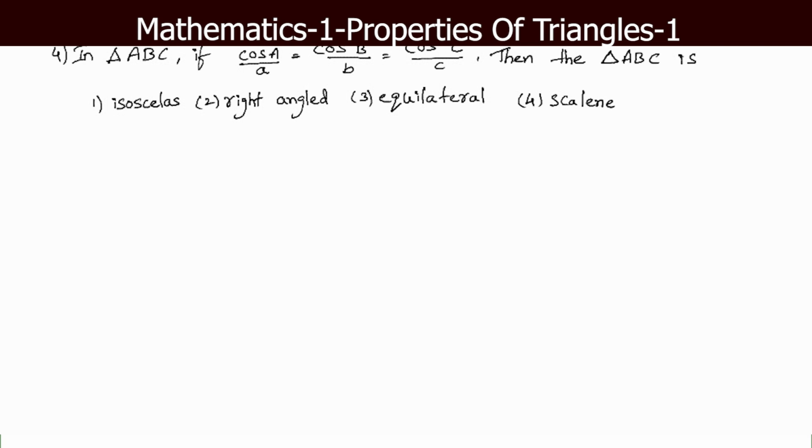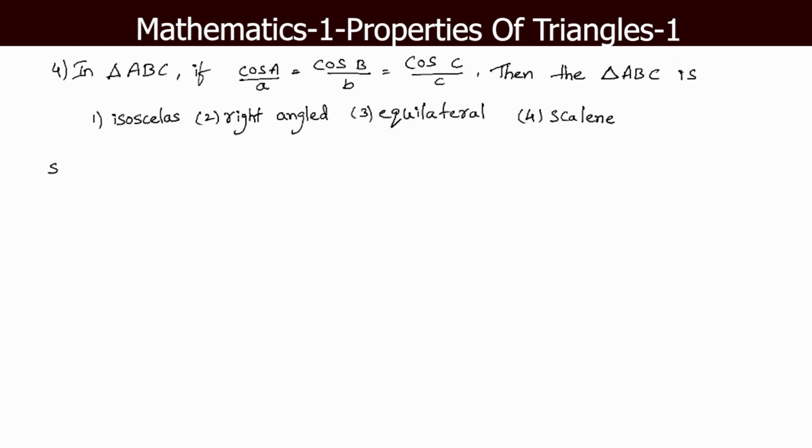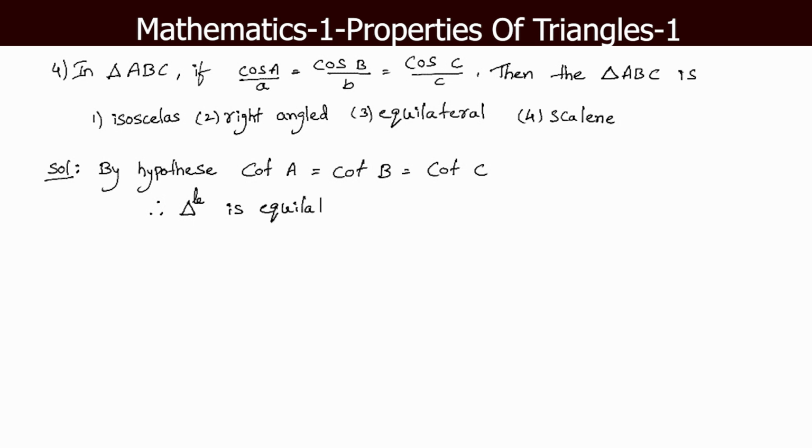Now you know that a is equal to 2R sin A, b is equal to 2R sin B, c is equal to 2R sin C. So from the hypothesis you will get cos A by sin A is equal to cos B by sin B is equal to cos C by sin C. That means you will get cot A is equal to cot B is equal to cot C. So in a triangle, cot A is equal to cot B is equal to cot C means it's an equilateral triangle, because A is equal to B is equal to C. So the correct option is 3.